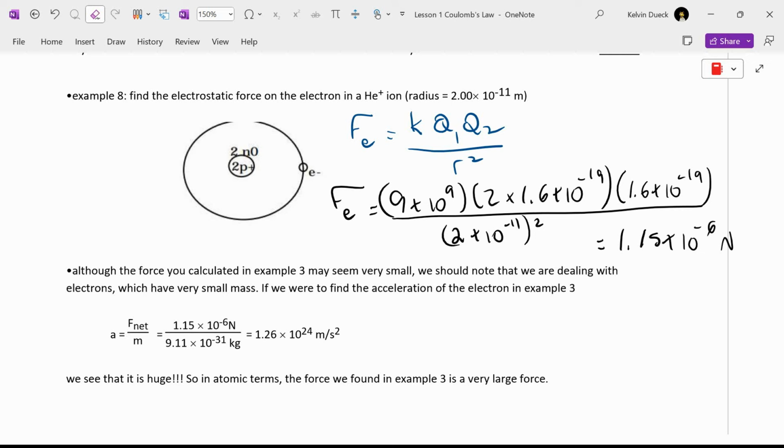Why is it an ion? Normally helium has 2 electrons. We've lost one, so we have 1 electron.